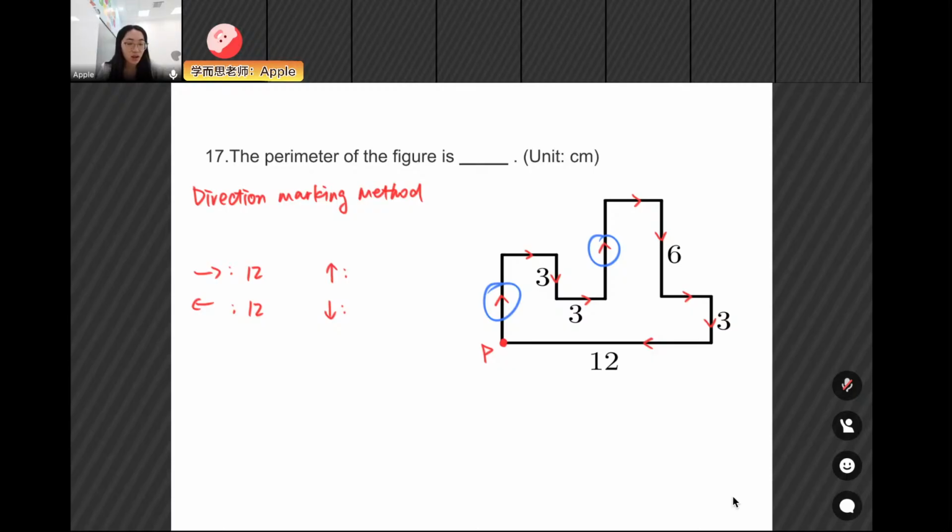Oh, for this side, that is 6. But what should we do? Okay, maybe try to find another way.